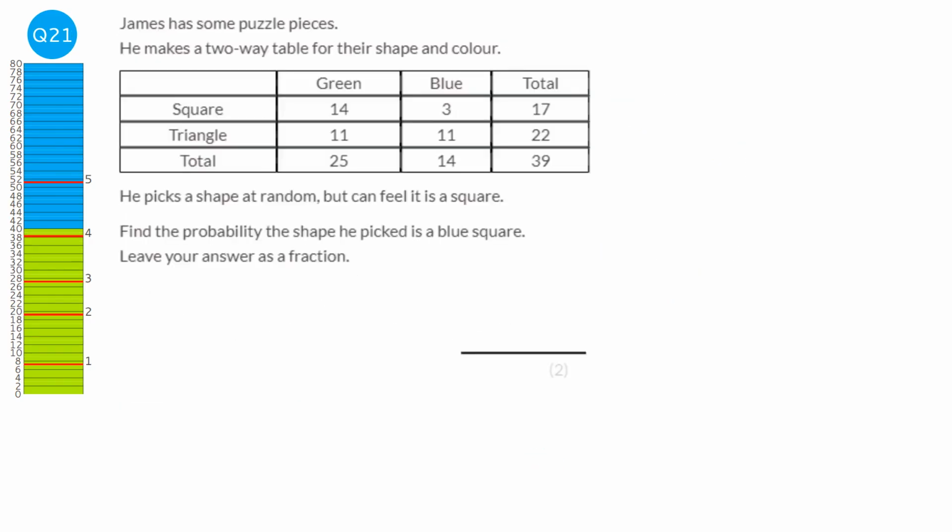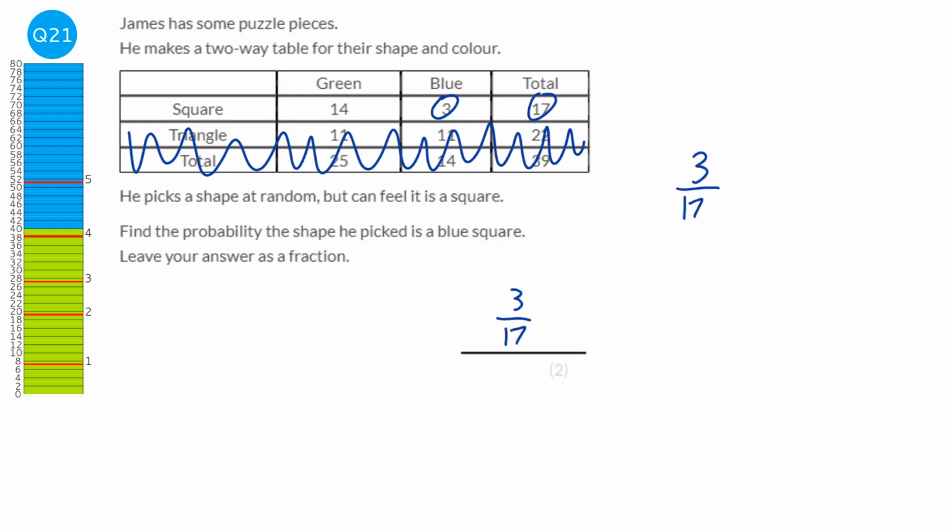So James knows that he has a square, so we can actually get rid of all of this bit. It's not relevant at all to the question. And the question asks, what is the probability that the square is blue? Well, there are 3 blue squares, so it will be 3 over, and how many are there in total? Well, it says the total is 17. So the answer is 3 over 17.